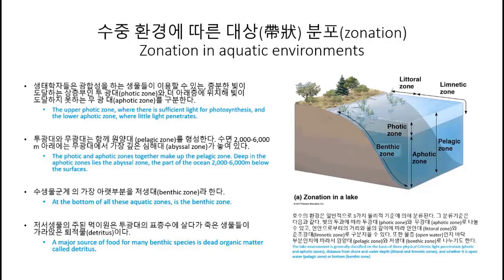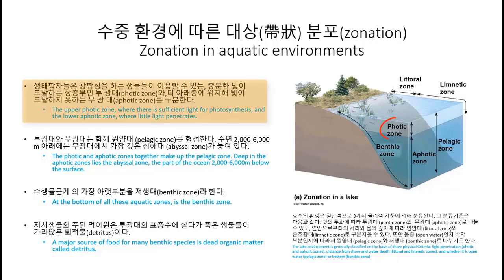Now, many aquatic biomes are physically and chemically stratified or layered, as shown in the figure on the right hand side of the slide. Light is absorbed by both the water itself and the photosynthetic organisms in it, so light intensity decreases rapidly with depth.